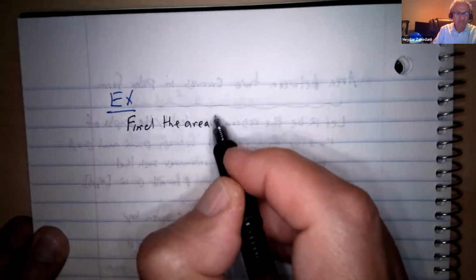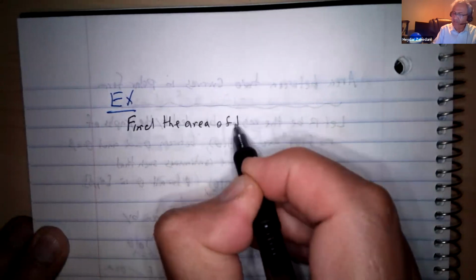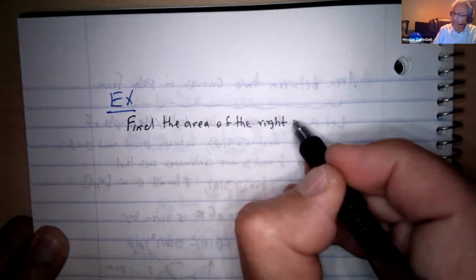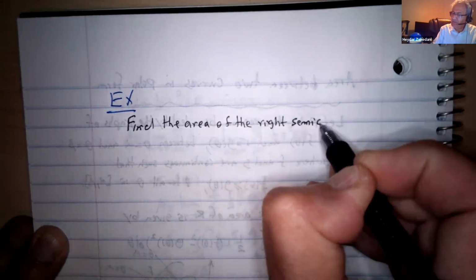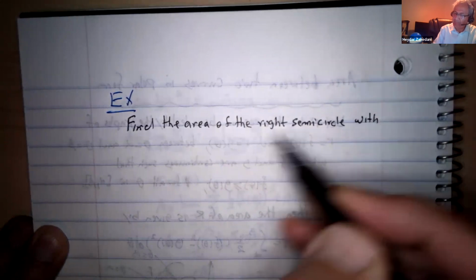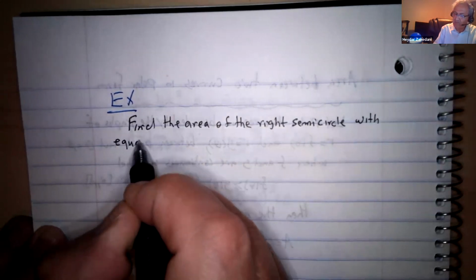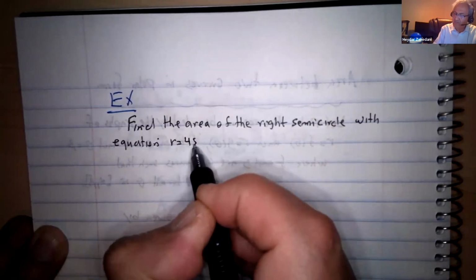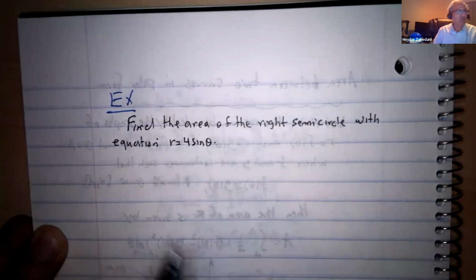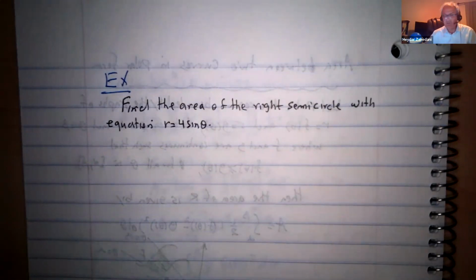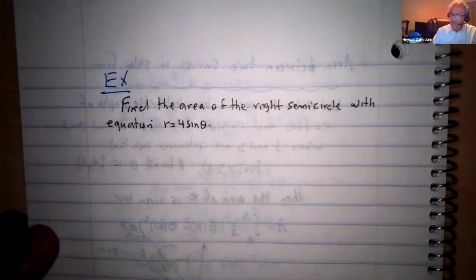Okay, find the area of, let's say, the right semicircle with equation r equal to 4 sine of theta. Okay, we talked about if you have sine of theta only or cosine of theta, that equation would represent a circle. Okay, so briefly, you are going to graph it.